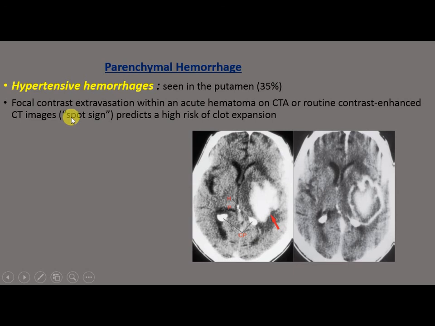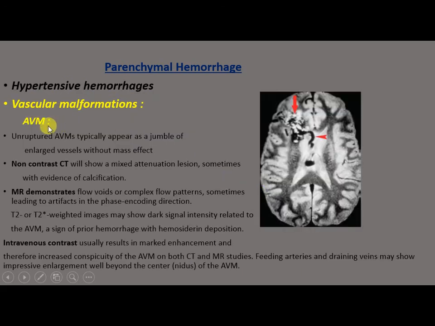Parenchymal hemorrhage. The most common one is hypertensive hemorrhage in 35%. This is an example of hypertensive hemorrhage. Another one is vascular malformation, and in vascular malformation you have many causes. The AVM is the first. This is the area representing the AVM and infarction. As we said, aneurysm causes subarachnoid hemorrhage, but AVM causes parenchymal hemorrhage.